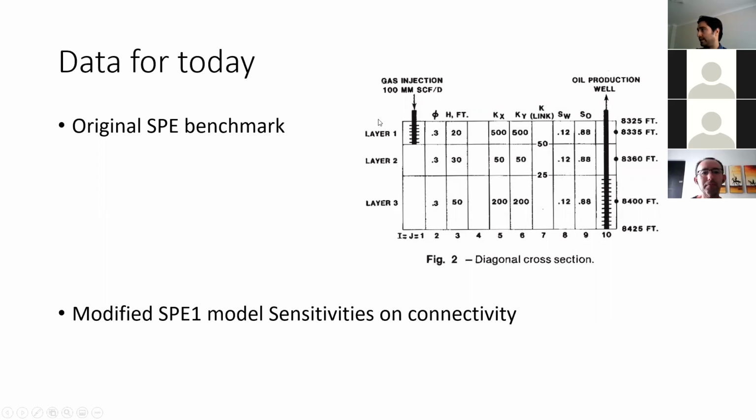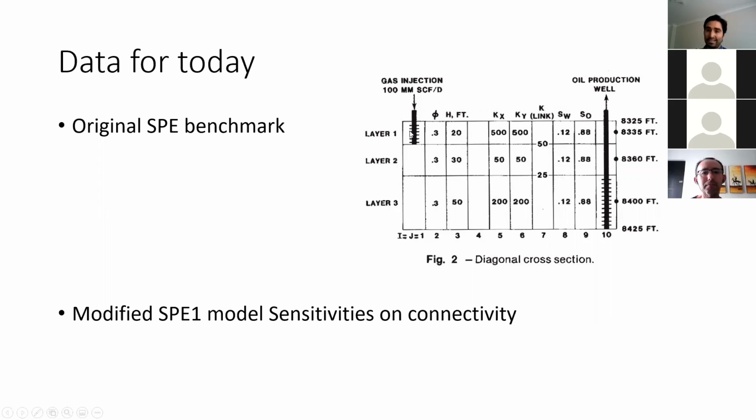And the model is basically a layer cake with three layers: layer 1, 2, and 3. And there is a gas injection at the top of one of the edges of the model, and there is oil production at the other end.